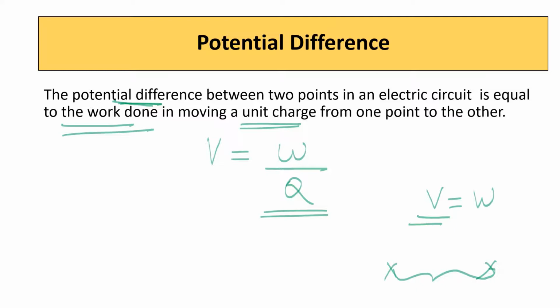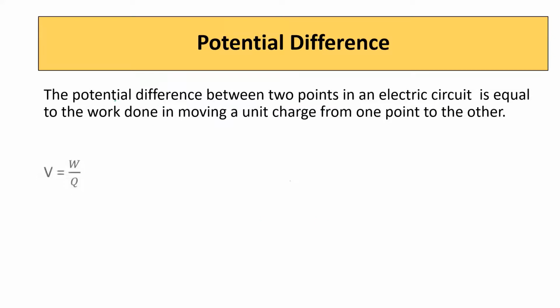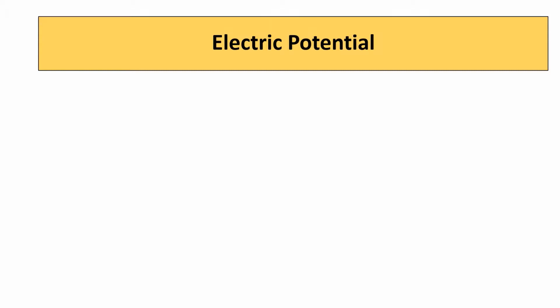Potential difference between two points in an electric circuit is equal to the work done in moving a unit charge from one point to the other. V is equal to W by Q. Work done is a scalar quantity. Therefore, this potential difference is also a scalar quantity. We learned the potential difference between two points. Now, let us learn about the potential at a point.